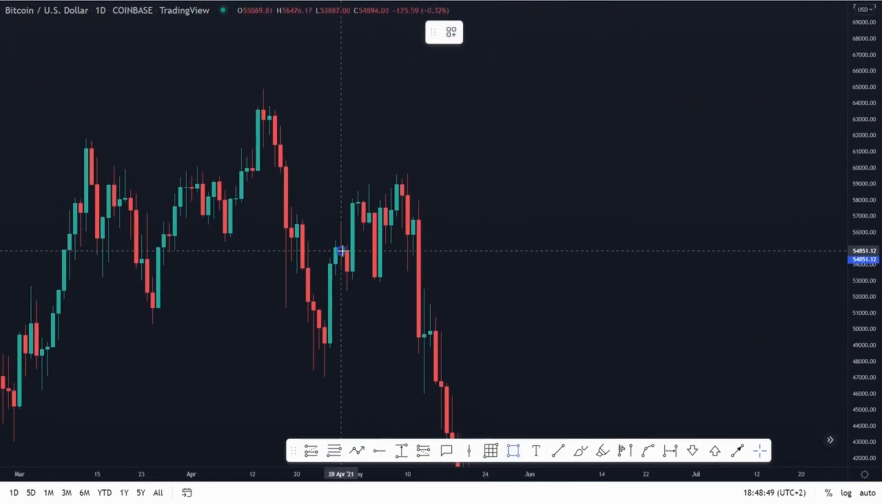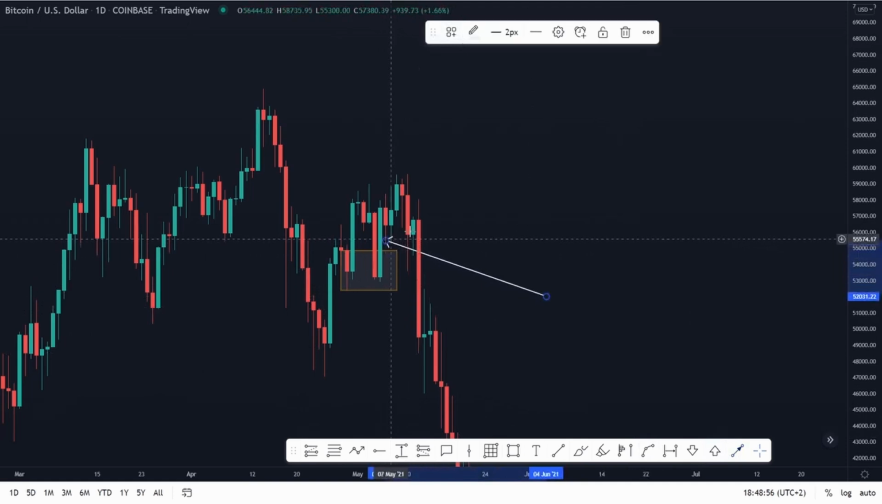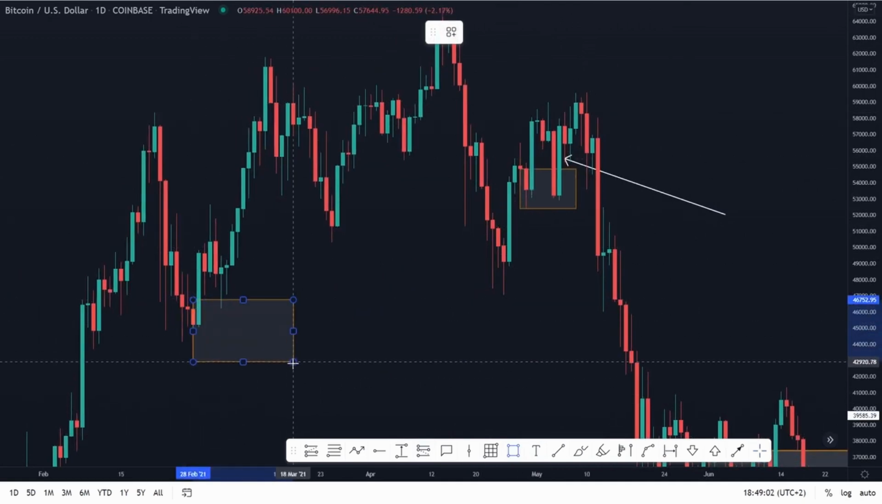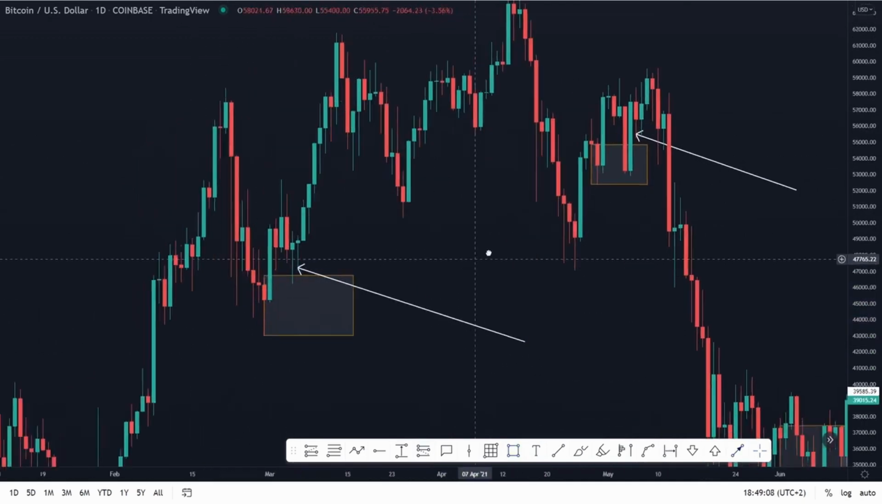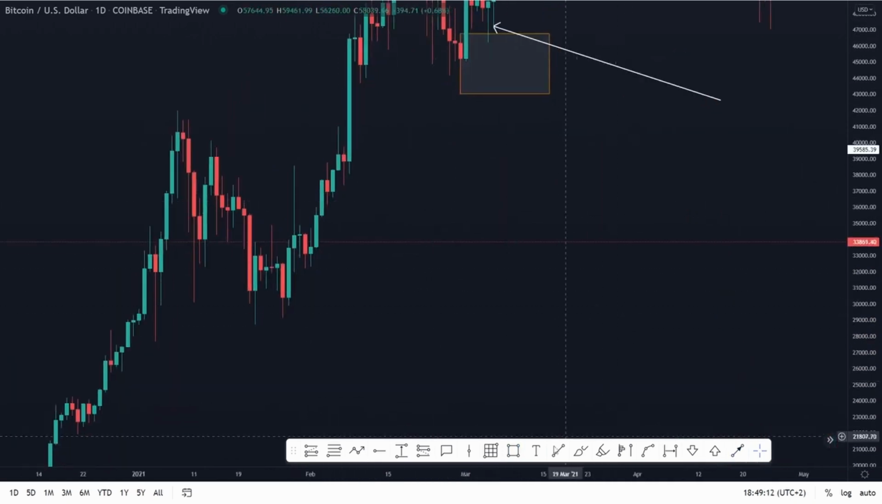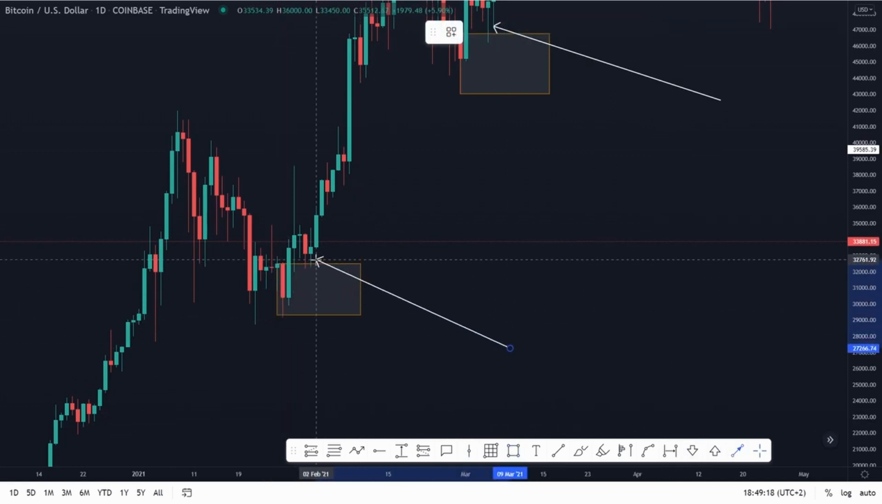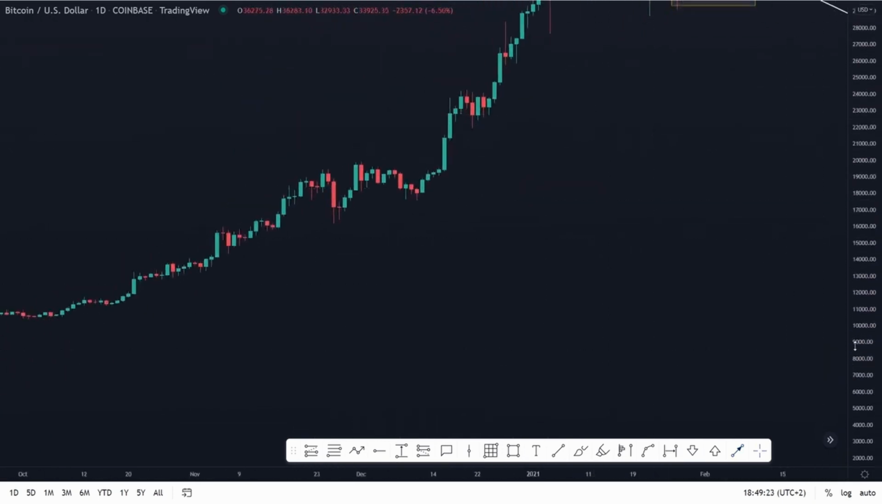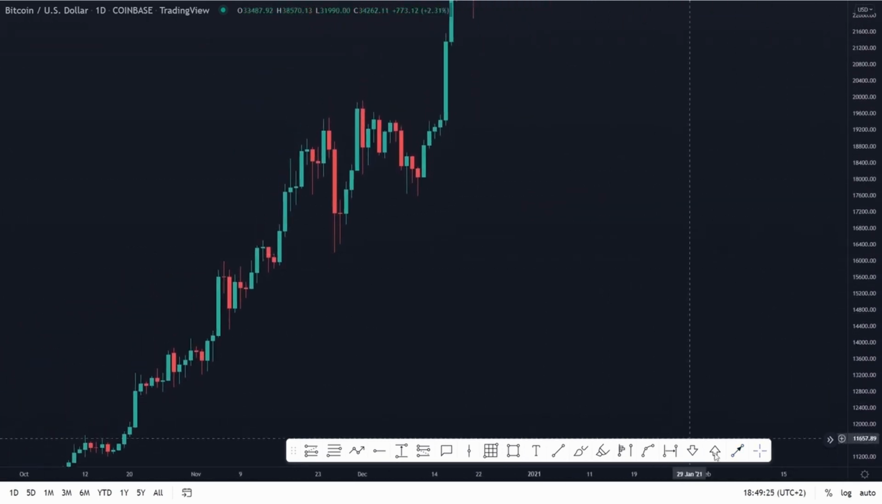We have another one over here, confirmation candle here, which is bigger. We have another one over here, confirmation candle here. I feel like I'm DJ Khaled right now. Another one, confirmation candle here. This is a lot of them.